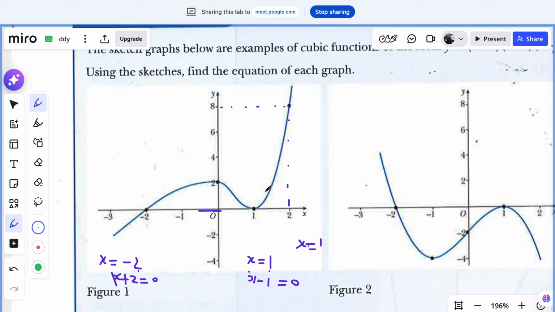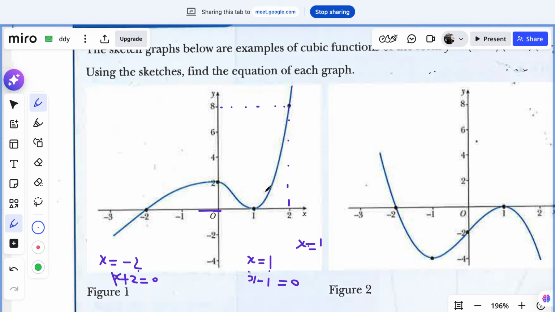4 times 1 is 4. 4 times 1 again is 4, times k is 4k. So 4k equal to 8. So at this point we have 4k equal to 8. Is it 4k equal to 8? Let's do it again. 2 minus 1 is 1, right? 2 minus 1 again is 1. 2 plus 2 is 4. So if we multiply 4 times 1, 4 times 1, 4 times k, 4k equal to 8.